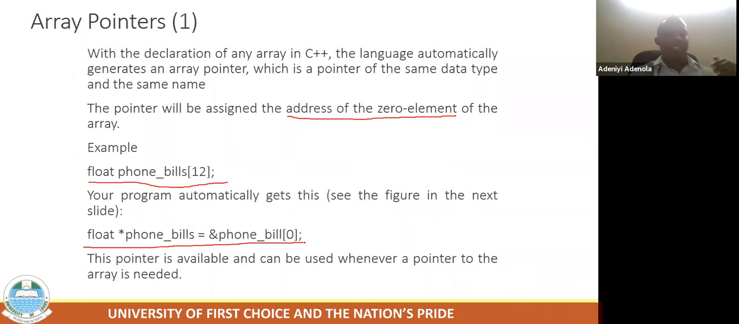At the back end, your program will have this. This pointer is available and can be used whenever a pointer to an array is needed. So when you need a pointer to an array, you don't need to create this again. It's implicitly stated. That is to say, there's a pointer created with this, which maps to the 0th element.